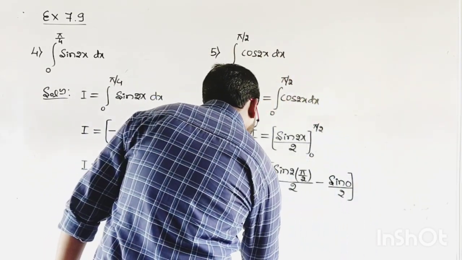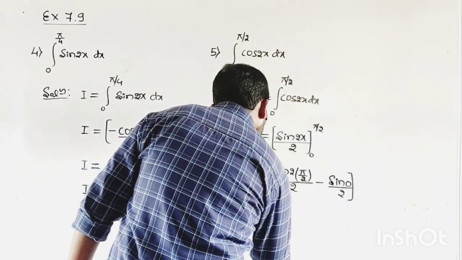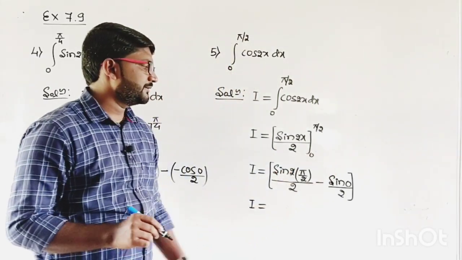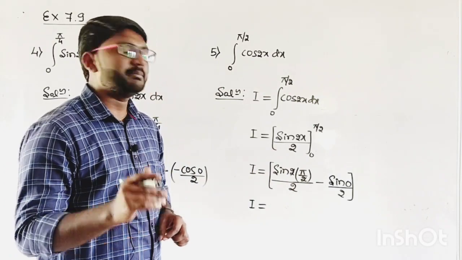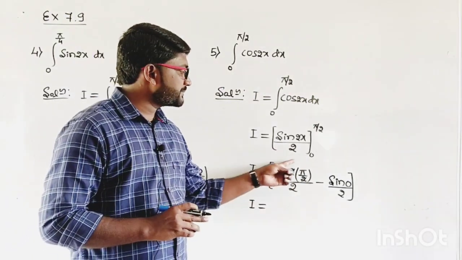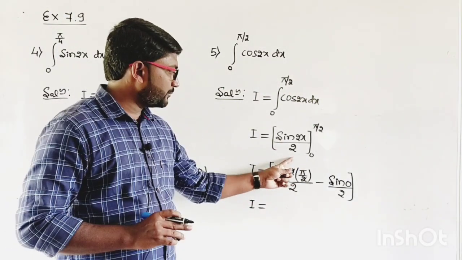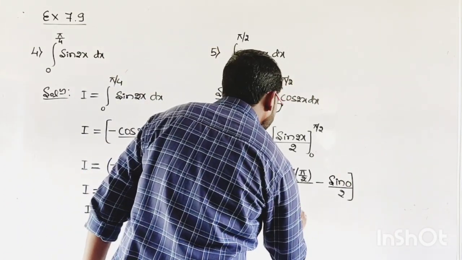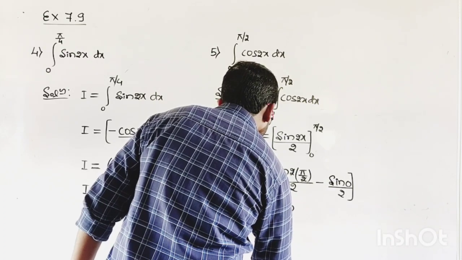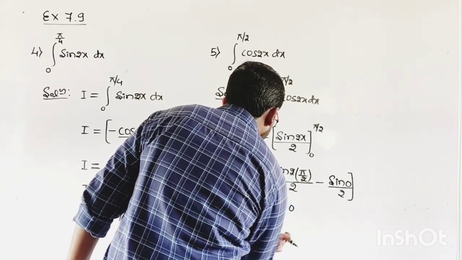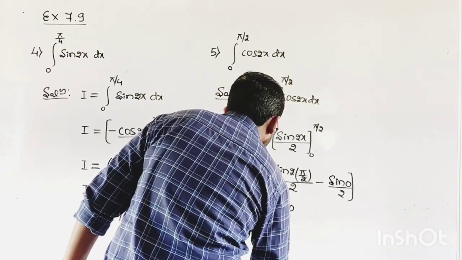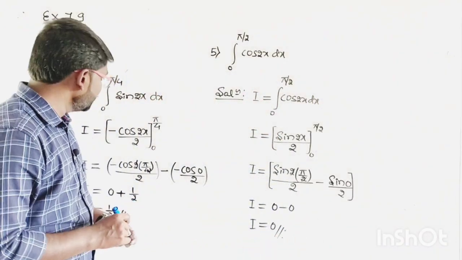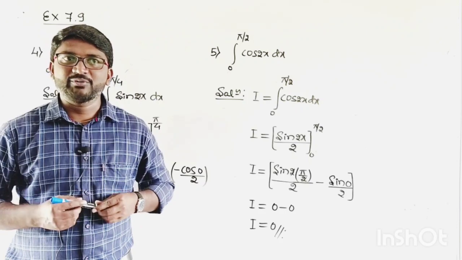So here I which is equals to, now 2 and 2 get cancelled, we have sin pi, that means sin 180 degree. What is the value of sin pi? It is 0. 0 by 2, it is going to be 0, minus sin 0, it is 0. So overall we have 0. The value of this integral is going to be 0. So this is all about the fourth and fifth question of the exercise 7.9.